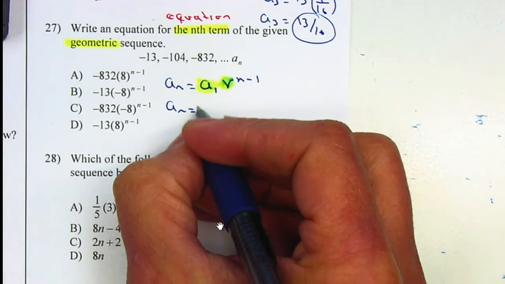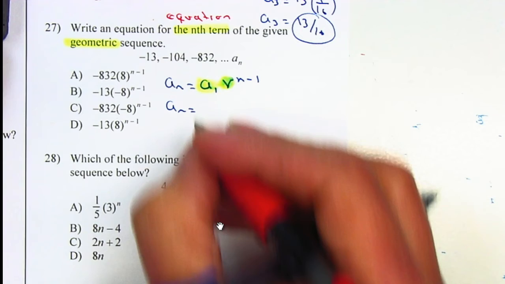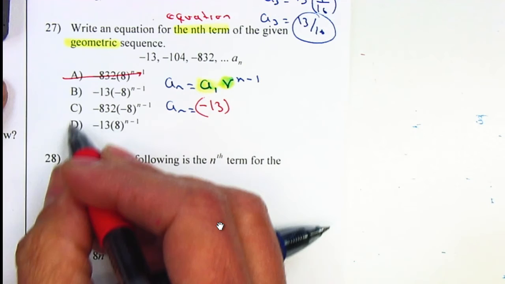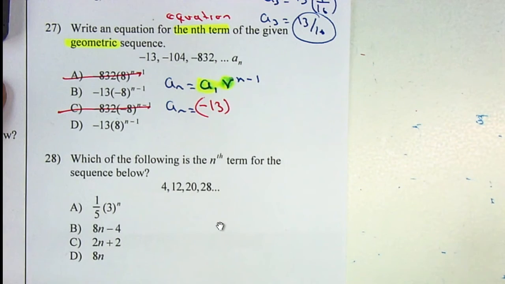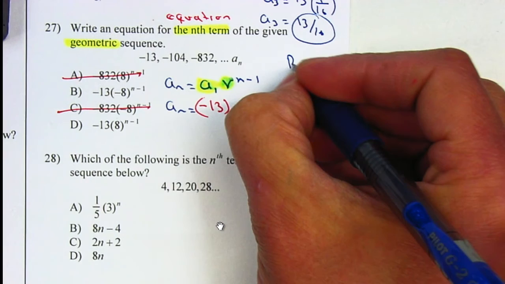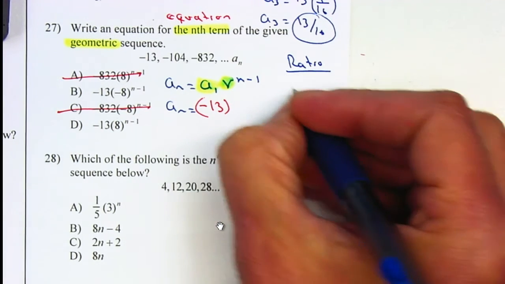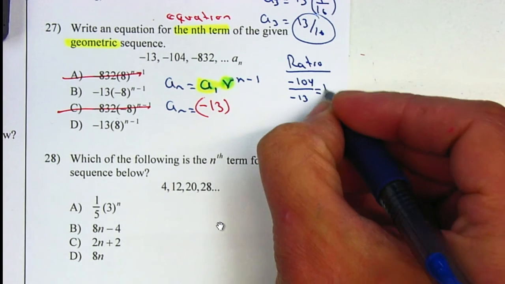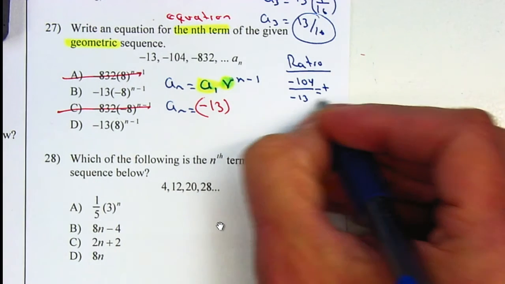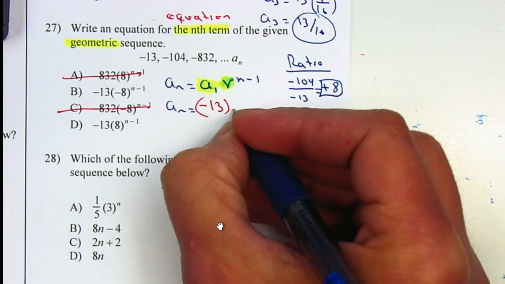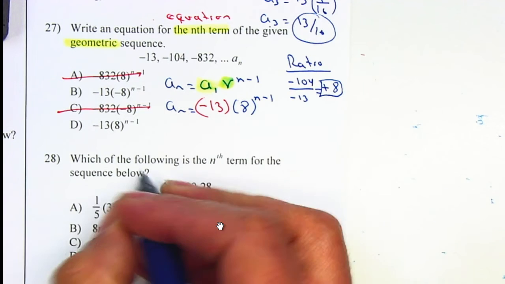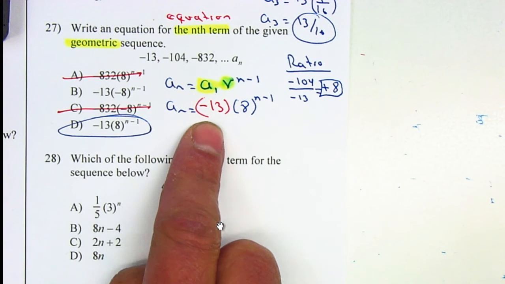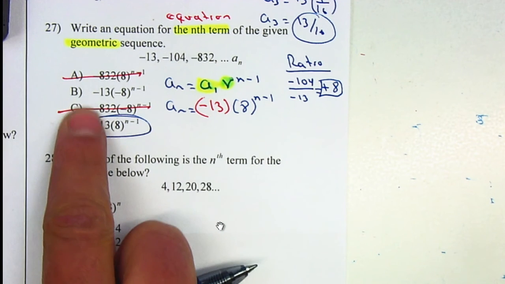So a sub n is equal to the first term, which is negative 13. Let's see. So it's not a, and it's not c. Now let's go and find the ratio. The ratio is going to be the second number, negative 104, divided by negative 13. Negative negative is going to be positive. 104 divided by 13 will be 8. So it'll be 8 to the power of n minus 1. So your answer will be letter D. That's the only thing that you need to find, the nth term, the equation. Just be very careful, they all look very similar.